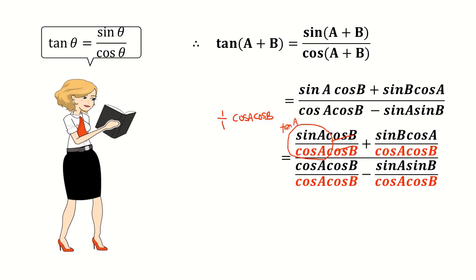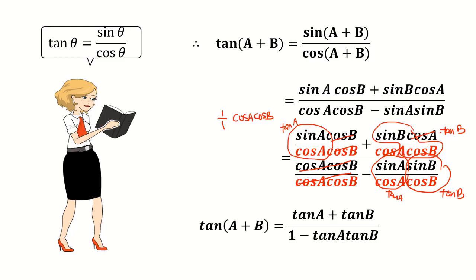This we will get tangent A, and for this cos A, we simplify, we will have the tangent B here, so this one we may simplify, and for this we will have the tangent A, and for this side you will have the tangent B. So therefore we have tangent A plus tangent B divided by 1 minus tangent A tangent B.